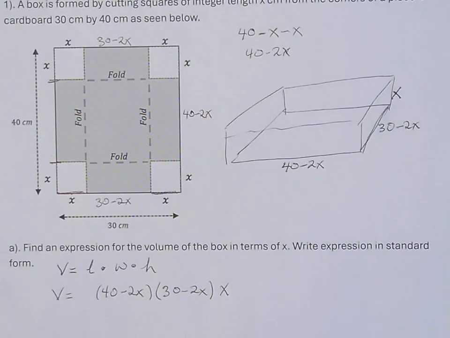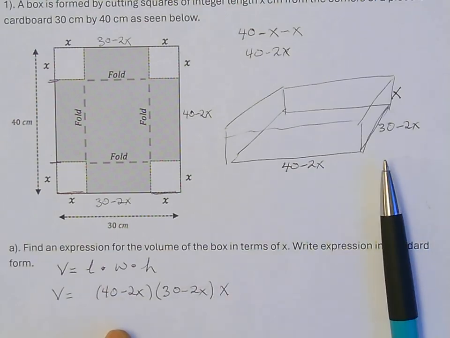But we are told that we have to write the expression in the standard form. So what I'm going to do is multiply these numbers. I would like to do the first two. So I'm going to multiply these two first. When I'm done, I'll multiply with the x.